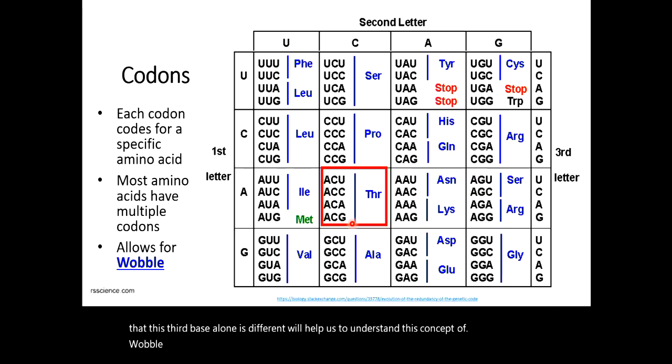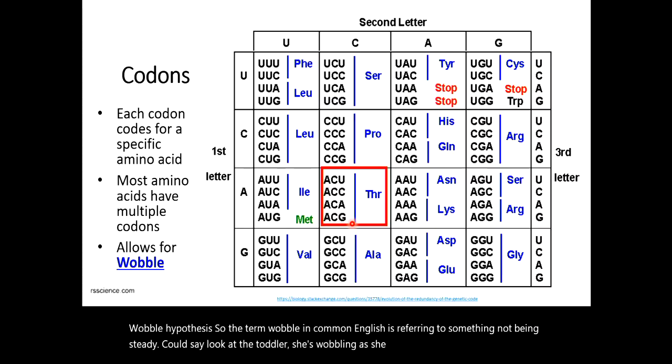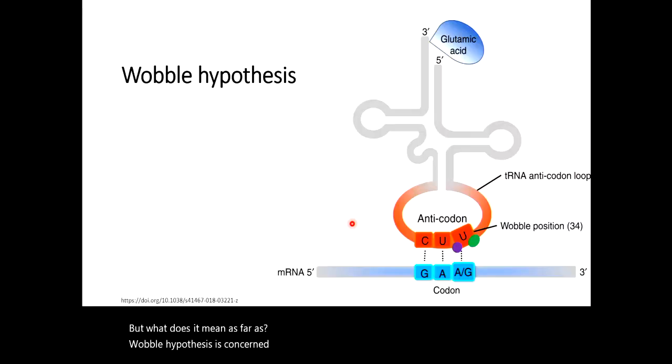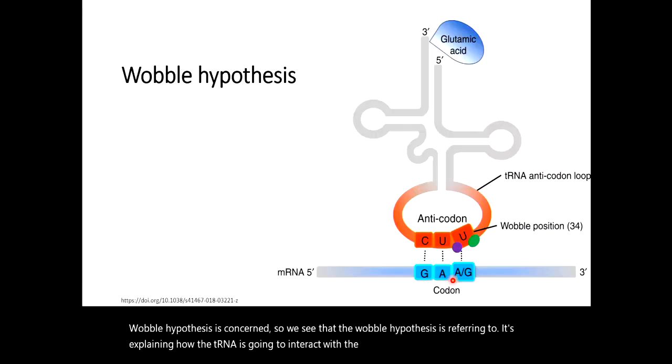hypothesis. So the term wobble in common English is referring to something not being steady. You could say, look at the toddler, she's wobbling as she walks. But what does it mean as far as the wobble hypothesis is concerned, right? So we see that the wobble hypothesis is explaining how the tRNA is going to interact with the mRNA. Okay, it's explaining how the tRNA or the transfer RNA will interact with the mRNA.